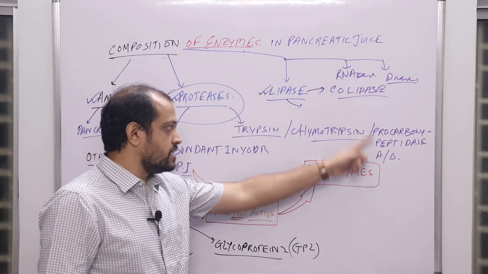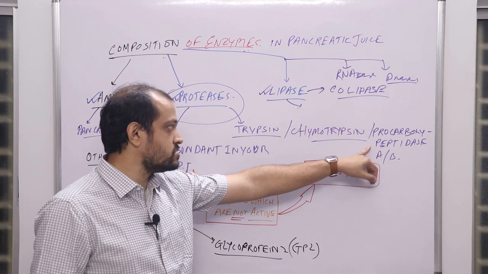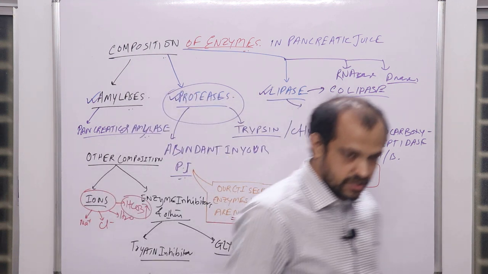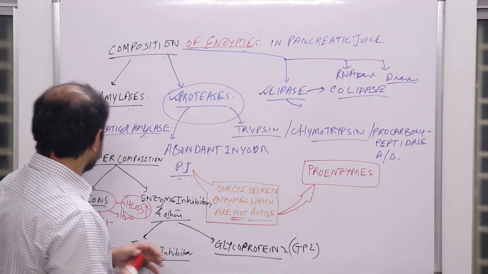We will be talking about details with respect to procarboxypeptidase A and B, chymotrypsin, trypsin and their action, and how they cut a protein, in the biochemistry class. Clear? Now we will be discussing the mechanism of regulation of pancreatic secretion.